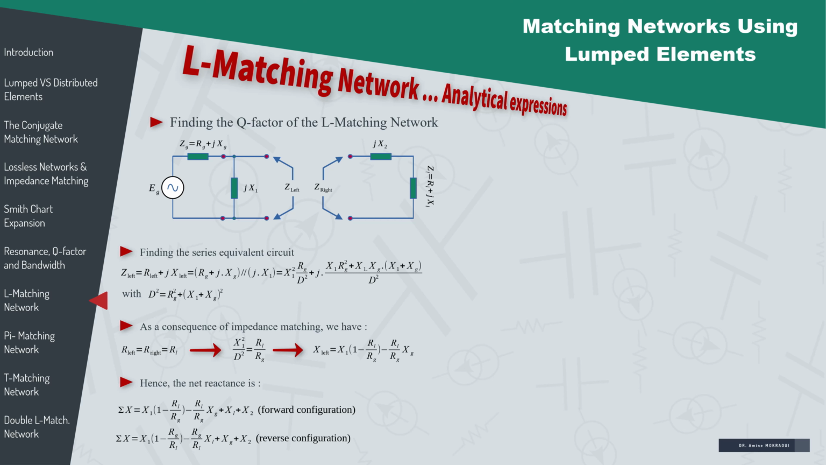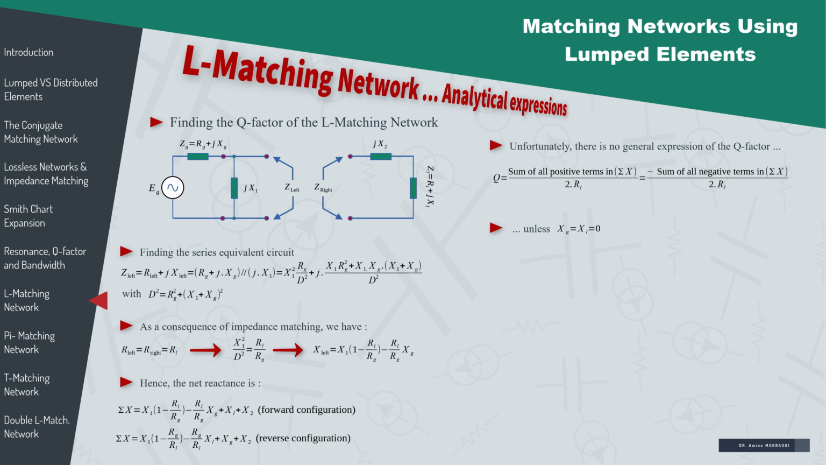Finding the Q factor requires the determination of the sum of all positive constituents in sigma x. Thus, Q equals the sum of all positive terms in sigma x over 2RL. Or equivalently, Q equals minus the sum of all negative terms in sigma x over 2RL. Since we lack information about the signs of xg and xl, and as the relationship between rg and rl is unknown, it is impossible to derive a simplified formula for the Q factor that covers all scenarios.